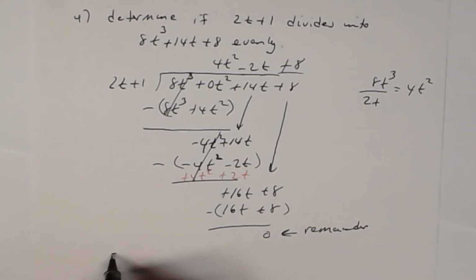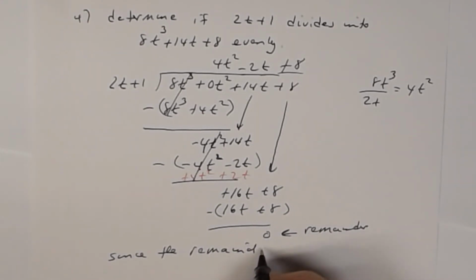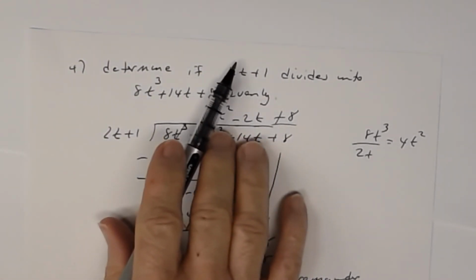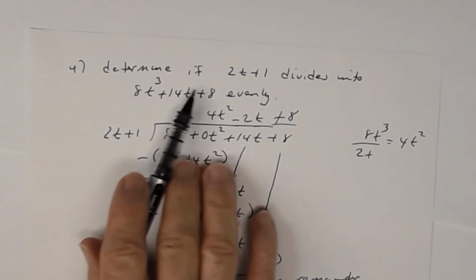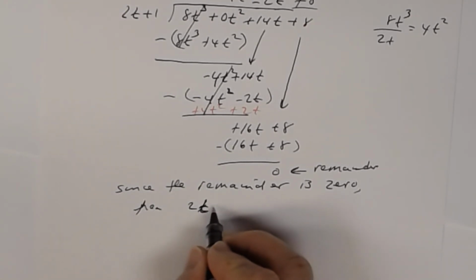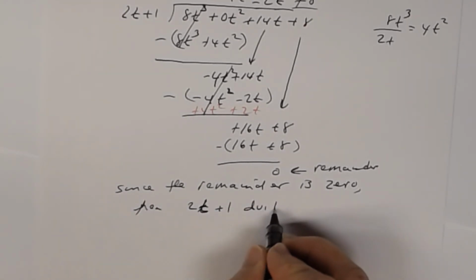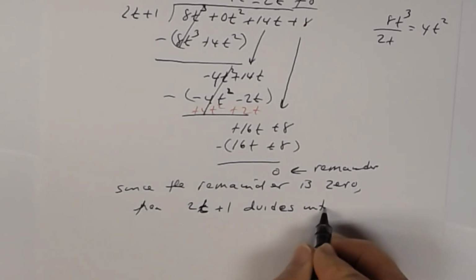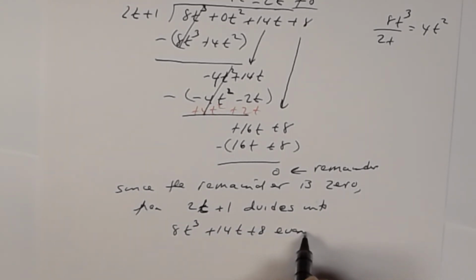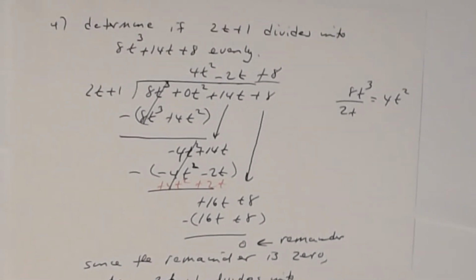And so since the remainder is 0, remember what that means. That means that the divisor goes into the dividend evenly. So 2t plus 1 divides into 8t cubed plus 14t plus 8 evenly. Okay? All right.